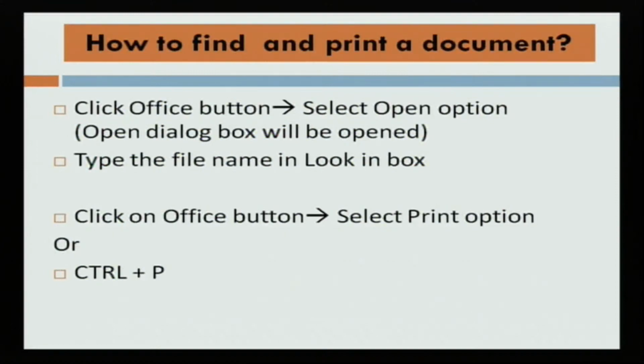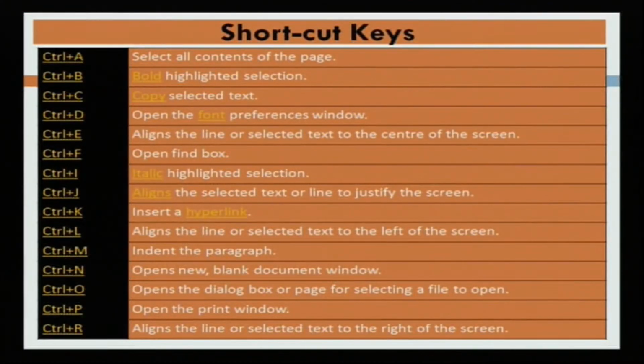Apart from this, we can take a print of our document, we can open existing files or folders. To take a print of the document, we have to click on the office button and we can take a print. So these are the basics of a word processor. Apart from this, we have a few shortcut keys. You can have a look at this. Control A is used for selection, Control B is for making the text bold. Then there are many shortcut keys. Regarding these shortcut keys in detail, I will discuss in the next chapter.